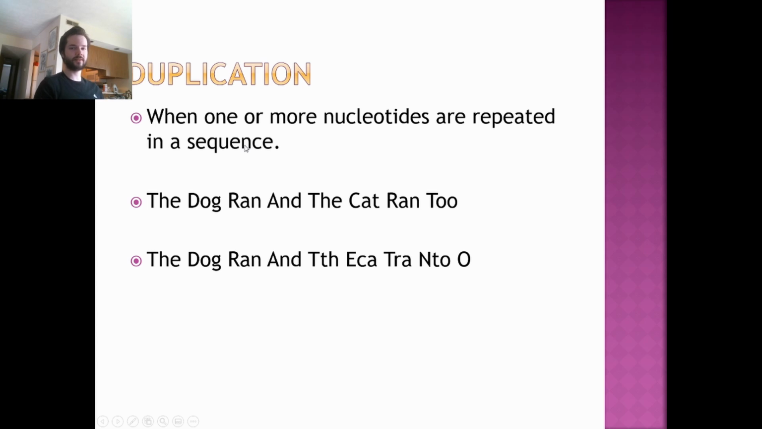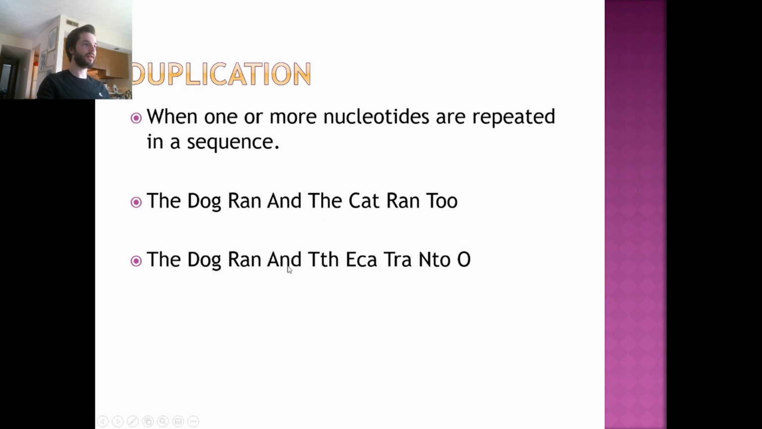Duplication is exactly what it sounds like. You're just copying a letter and doing it twice. Again, another common typo that you would probably have in English class where you're typing something and you accidentally hit the key twice and one of your words has the same letter in it too many times. The dog ran and the cat ran too. The dog ran and the accidentally duplicated the T. And everything else has to get shifted over to compensate. So the H gets moved, the E gets moved, so on and so forth.